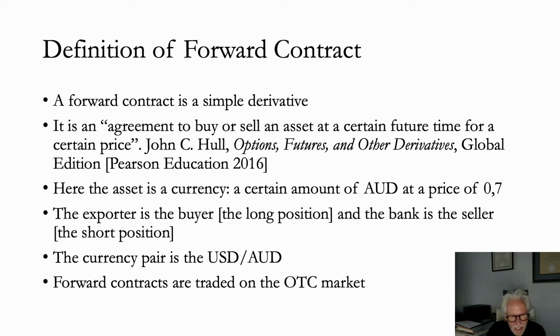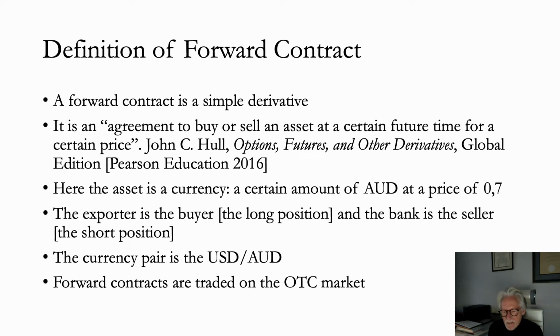Just this last bullet point. Forward contracts are traded in the over-the-counter market. What significance does this have for the exporter? It means that the exporter can take on counterparty risk. What do I mean by that? The bank might fail to perform its obligation. It could become insolvent. It could fail to perform for another reason.